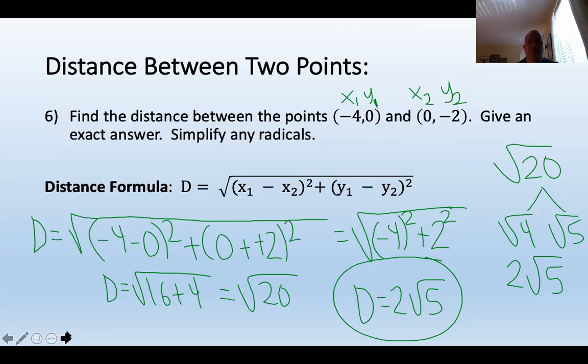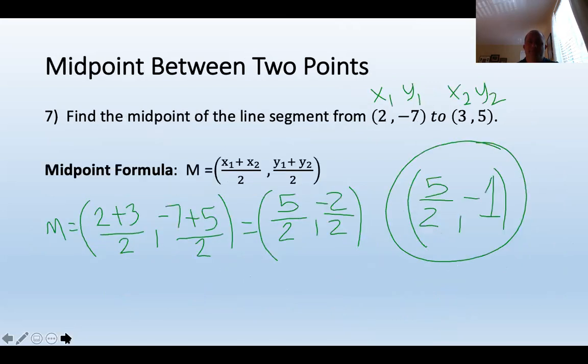on this particular problem. The next problem states, find the midpoint of the line segment from 2, -7 to 3, 5. The midpoint has a different formula. Midpoint formula is different from the distance formula. Here's the midpoint formula right here. M equals parentheses x1 plus x2 over 2, comma, y1 plus y2 over 2.